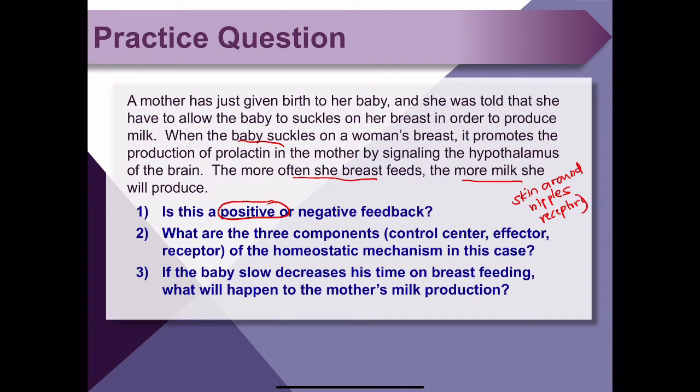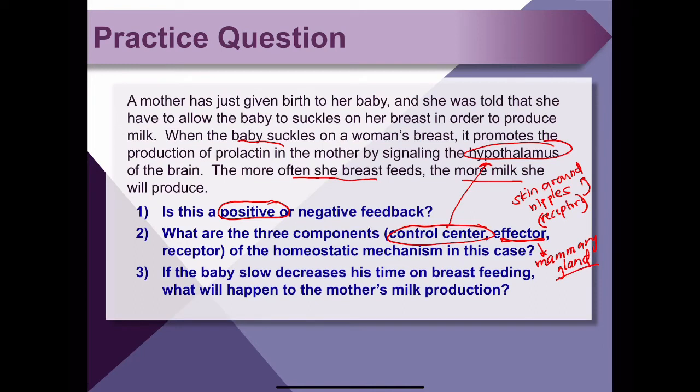Receptor, the skin around the nipples, probably the areola part of the nipple area. There are tactile receptors within that skin that sense pressure, and that pressure is going to send a signal to your hypothalamus, and the hypothalamus then sends the commands back out to your mammary glands. So the control center is your hypothalamus. The effector then is the mammary glands, because that's what produces milk.